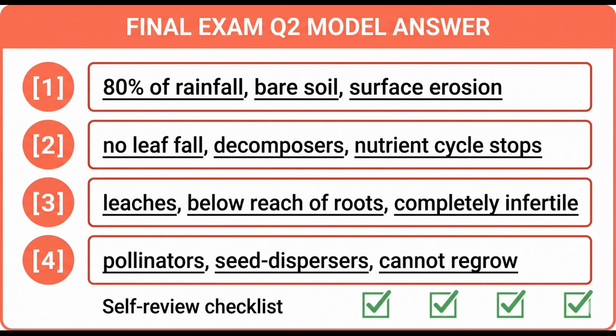Mark 3. With tree roots gone, rainfall leaches any remaining soil nutrients downward, below the reach of future plant roots, making the soil completely infertile within 2 to 3 growing seasons. Mark 4. The understory and forest floor lose shade and humidity. Pollinators and seed dispersers disappear. Without them, rainforest trees cannot regenerate even if seeds are present, making the damage permanent. Check your answer for all 4. Each consequence explained, permanent nature addressed.